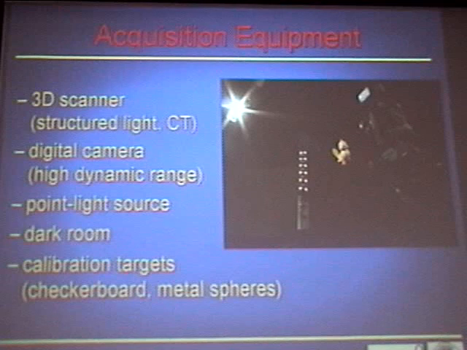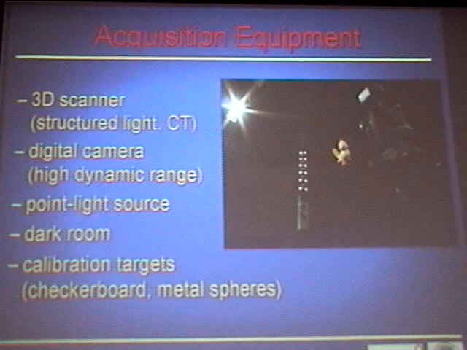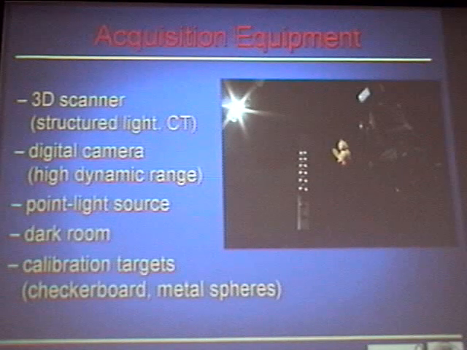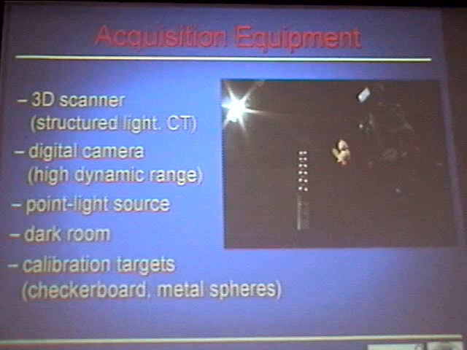There are calibration targets, the checkerboard. There are these metal spheres that you see here that are used for calibration. So it took quite an effort to set up this lab, but only then does it make sense to address the issue of digitizing high-quality 3D objects if you have this kind of setup.